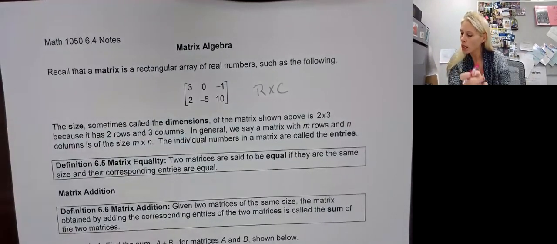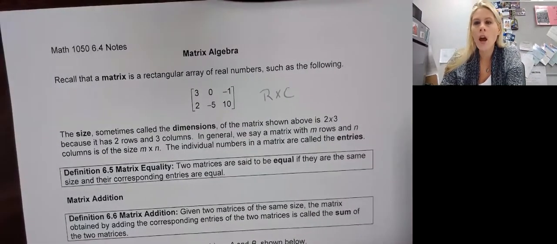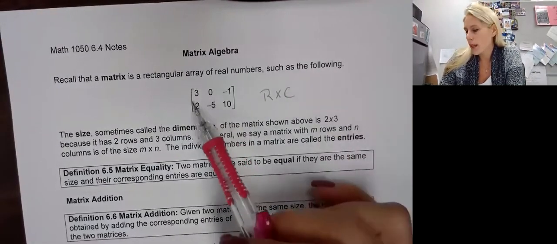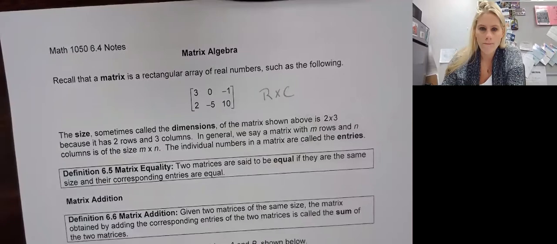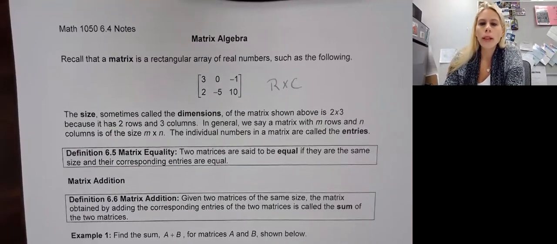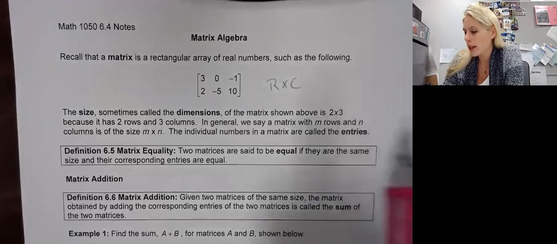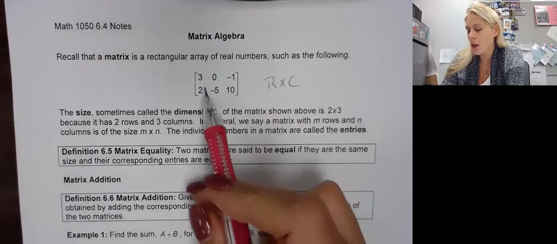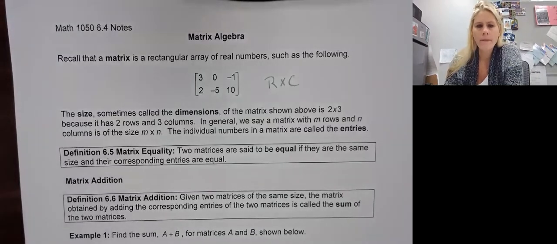Now, the individual numbers are called entries. So if I said row 1, column 1, that would be entry 3. If I said row 2, column 3, that would be 10, okay? Two matrices are said to be equal if they are the same size and their corresponding entries are equal, okay? So they're equal if I had another 2 by 3 and all the entries were the same. And that kind of makes sense, common sense, right?